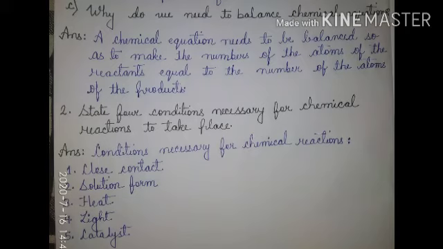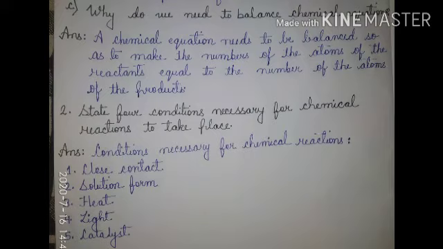Now your next question is, why do we need to balance a chemical equation? A chemical equation needs to be balanced so as to make the number of atoms of the reactants equal to the number of atoms of the product. To make equal numbers of atoms on both sides, we need to balance the chemical equation.